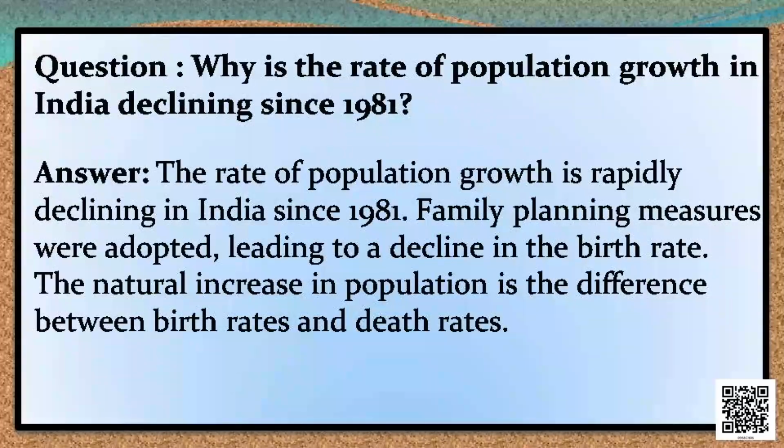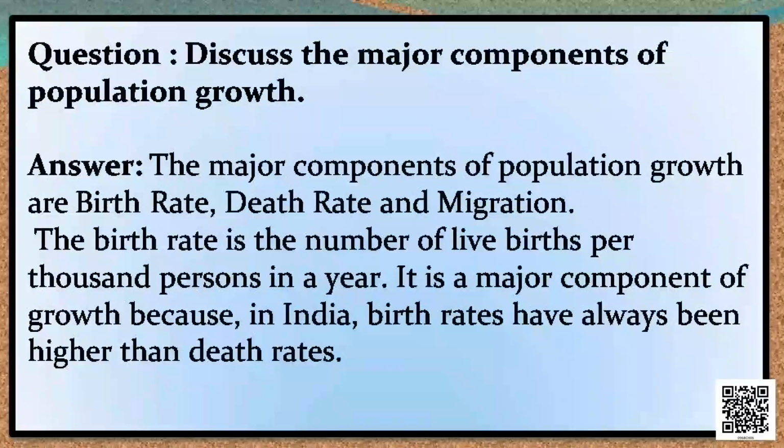Question 1: Why is the rate of population growth in India declining since 1981? The answer is, since 1981 the rate of growth started declining gradually. During this period, the birth rate declined rapidly. Still, 182 million people were added to the total population in the 1990s alone. Next question: discuss the major components of population growth. The answer is, there are three main components of population growth: birth rate, death rate and migration.